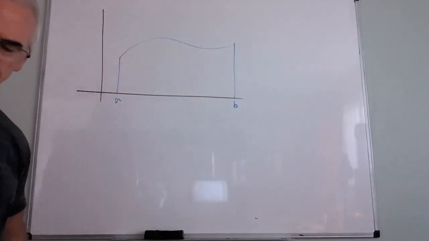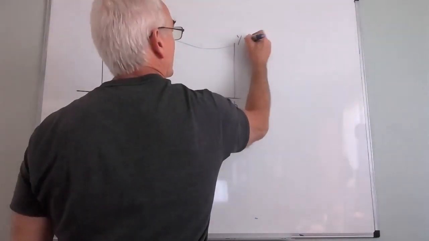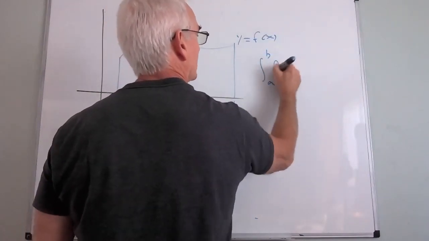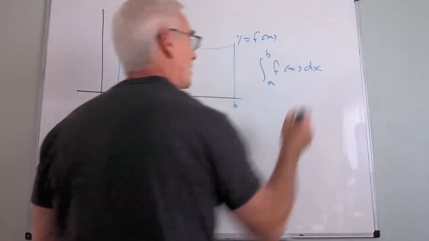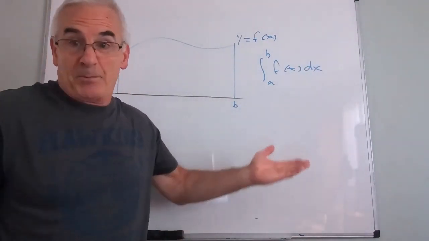Okay, I want to find the area under the curve. So I already know, let's say this is y equals f of x. I know that the answer is the integral from a to b of f of x dx. My what if is, what if I don't know the antiderivative of that? What if this cannot be integrated?